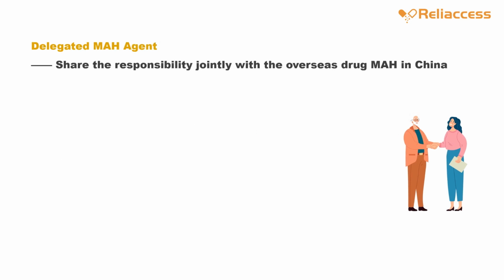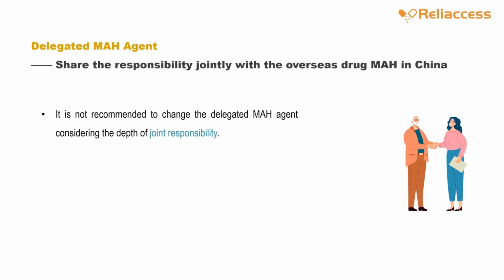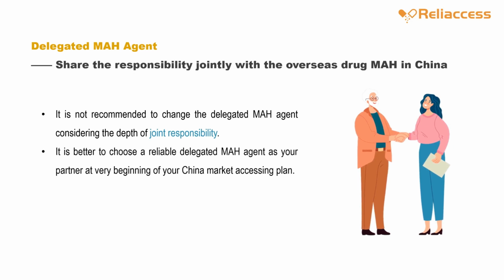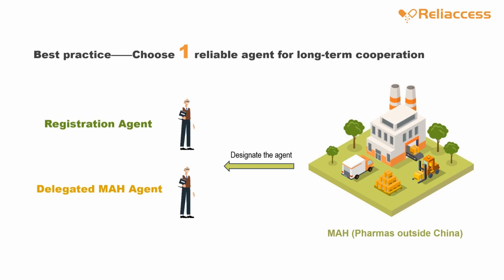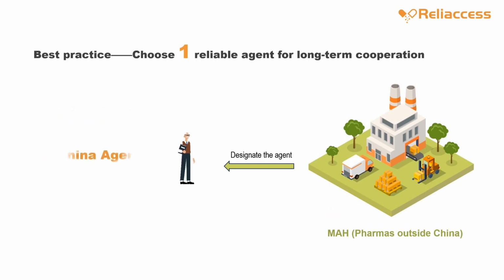In a word, a delegated MAH agent shares the responsibility jointly with the overseas drug MAH in China, much more like a partner rather than an agent. It is not recommended to change the delegated MAH agent. Considering the depth of joint responsibility, it is better to choose a reliable agent at the very beginning of your China market accessing plan, and let the agent be your long-term partner. Once delegated MAH agent, always close partner. Based on the above, to choose one reliable agent, handling the job of both registration agent and delegated MAH agent, should be considered as the best practice.